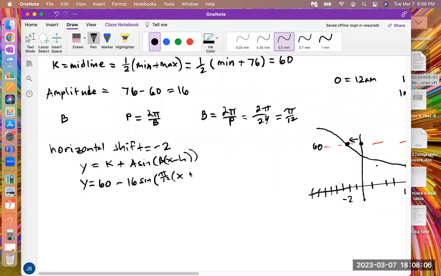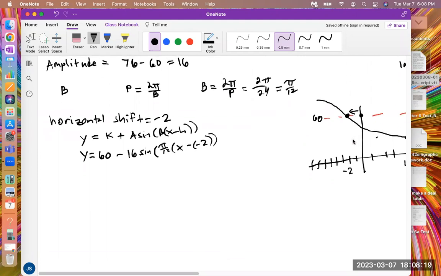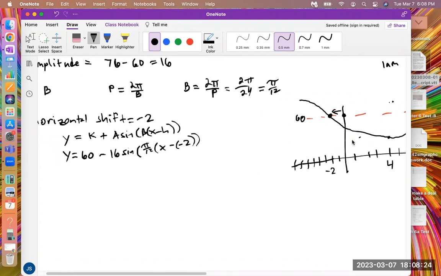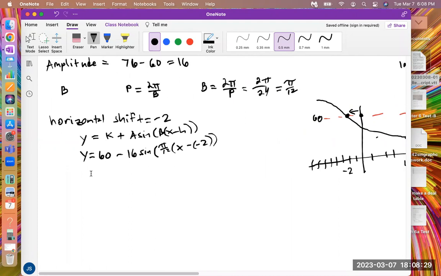And the h is negative 2 here, because it moved 2 spaces to the left from where the picture should have been if it started in the right place, the y-axis. So I simplify it, and this is our equation: 60 minus 16 sine pi over 12 times x plus 2.